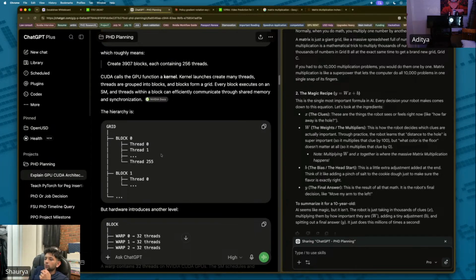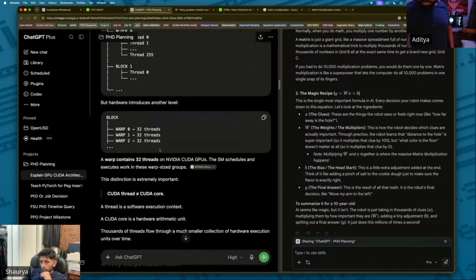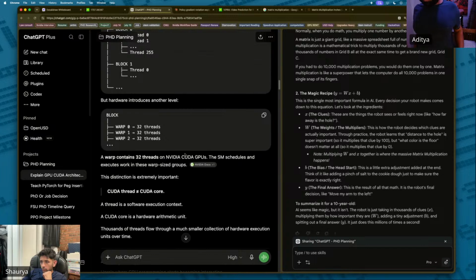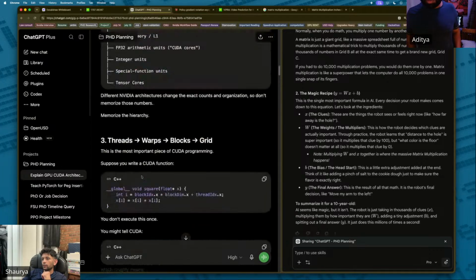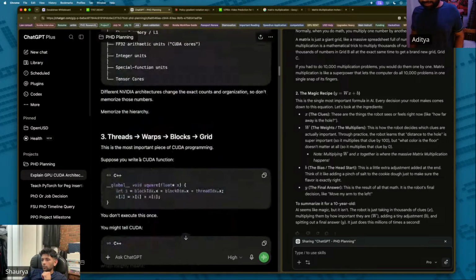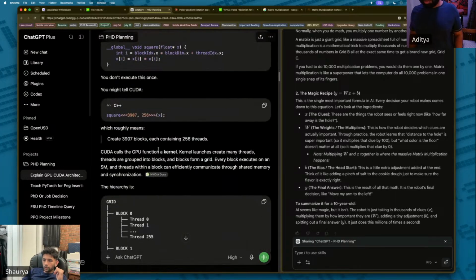Hierarchy: grid, block 0, thread 0, thread 1, thread 255. Block 1, thread 0. But hardware introduces another level, the warp. A warp contains 32 threads. So the grid is the highest, then block, then thread. But this is grid, block, warps, and thread. Why is it in the opposite order then? Threads, warps, block, and grid. So it's looking up, not looking down. It's looking up. I see.